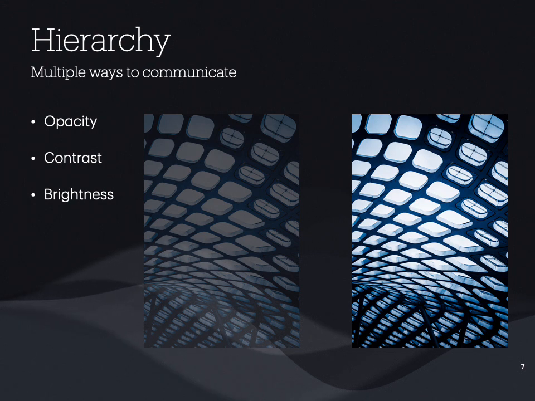Here we can see the image on the left and on the right are now the same size, but on the left it has a decreased opacity. It's somewhat transparent, and so that makes the image on the right stronger. The image on the left also has less contrast and less brightness than the image on the right. So opacity, contrast, brightness are all ways that you can increase the hierarchy to say, I want you to look at this object before that object.